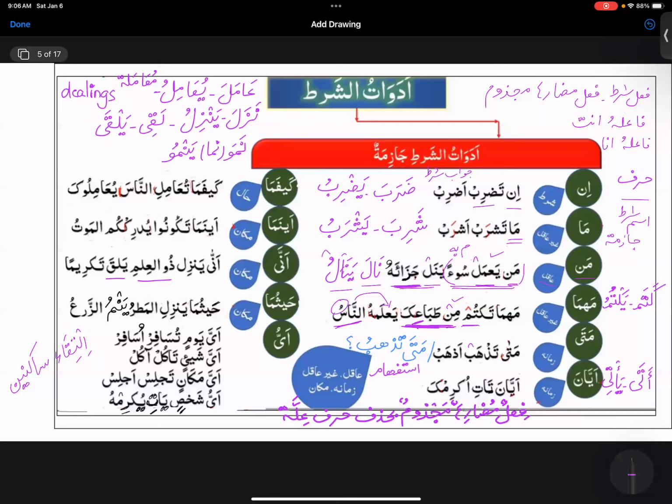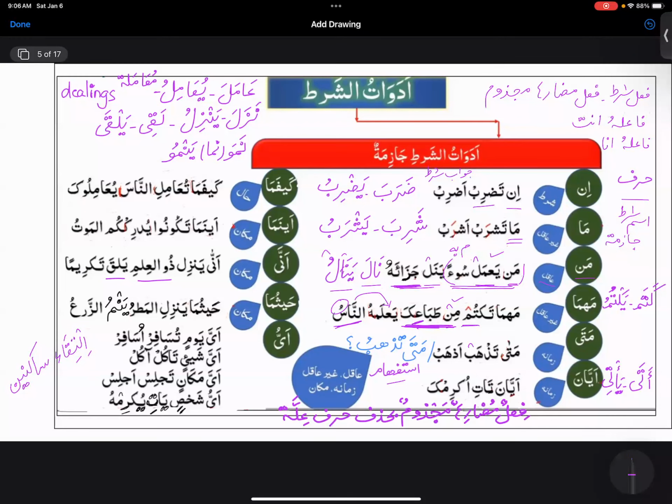Mata means when, right? When you will go, I will go. Is it future? Yes. But mata can be used as an istifham as well, like you are asking, when are you going?